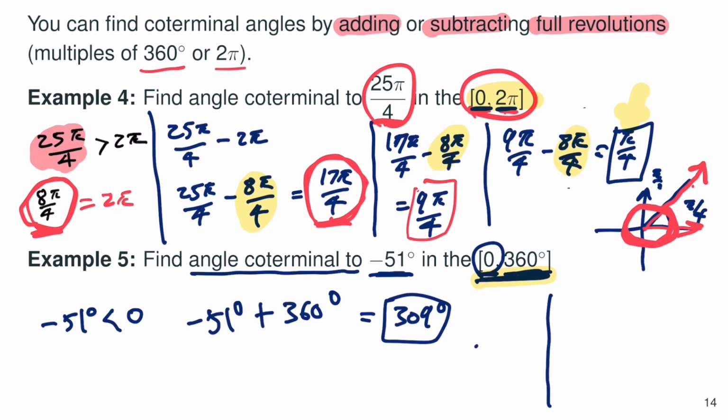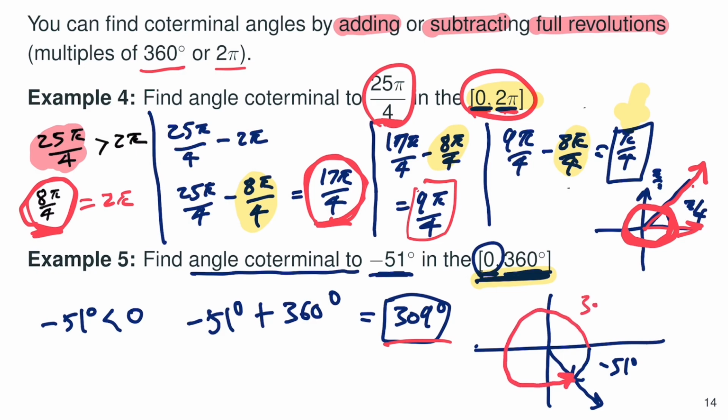So how does this look in a picture? Well, negative 51 degrees goes in this direction, negative. This is negative 51 degrees, whereas positive 309 degrees is this. Again, these have the same initial side and the same terminal side, so they're coterminal angles. But the arc length they travel is different. But they're coterminal. Coterminal, the shared terminal.